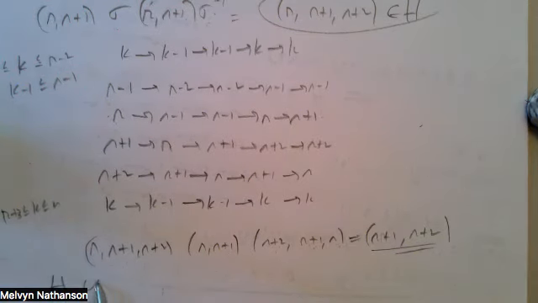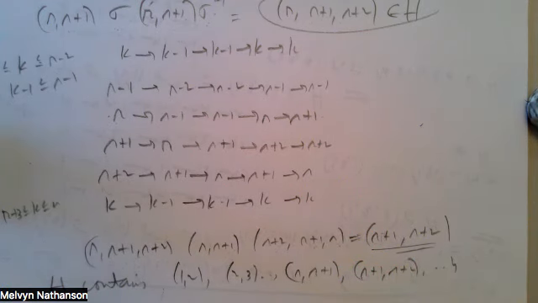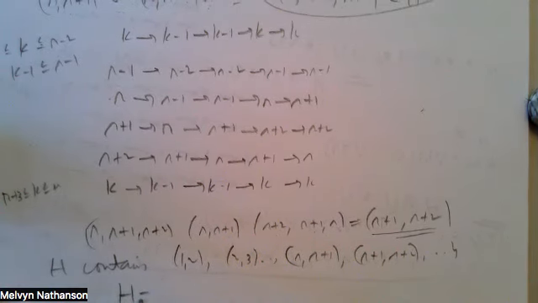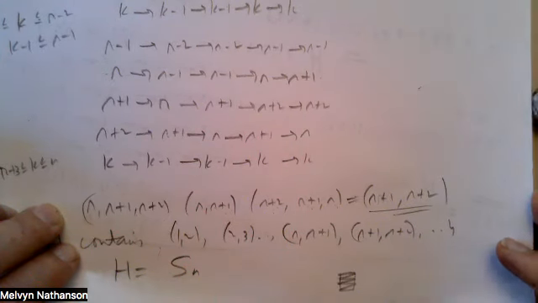So H contains 1, 2. So we saw it contains 2, 3. So it contains R plus 1, but then it contains R plus 1, R plus 2. So H contains all pairs of consecutive transpositions. And by the previous problem, H is equal to all of Sn. And that, lo and behold, is the proof.